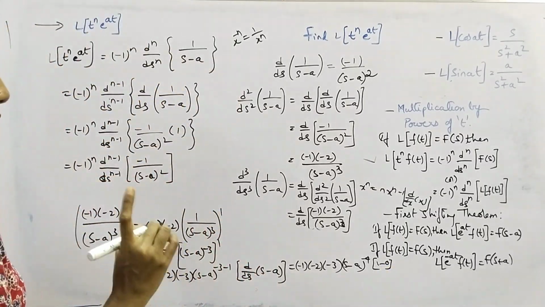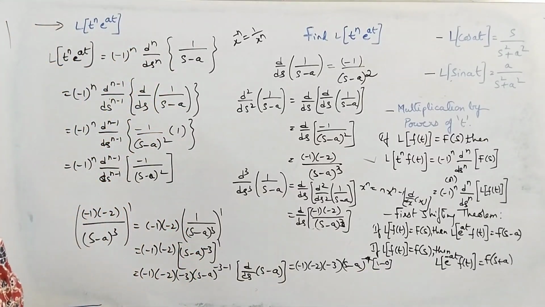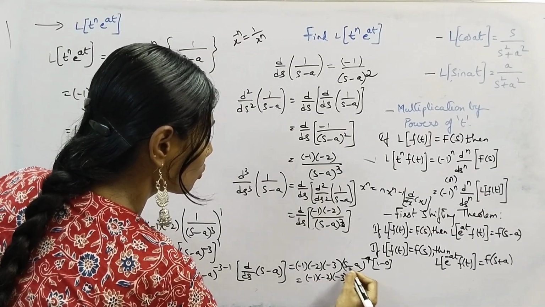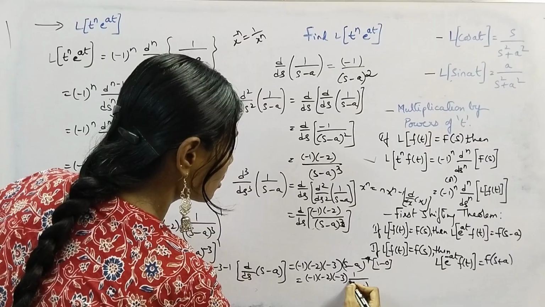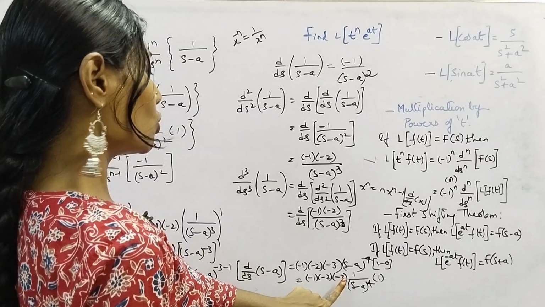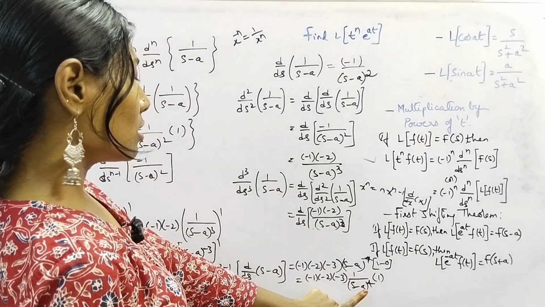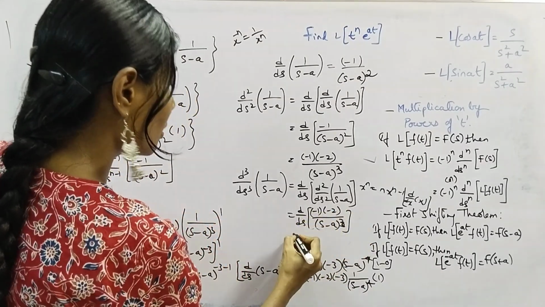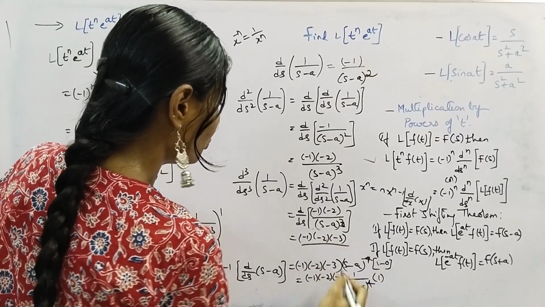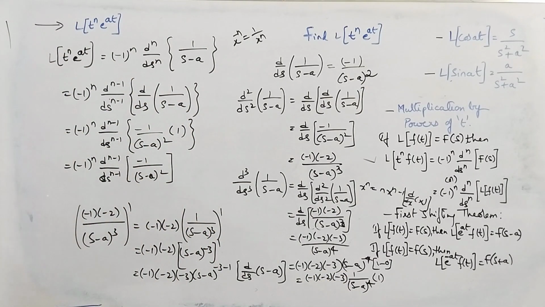1 minus 0 gives 1, and we can write (s minus a) power minus 4 as 1 by (s minus a) power 4. So this gives us minus 1 into minus 2 into minus 3 into 1 by (s minus a) power 4 into this 1, which gives us minus 1 into minus 2 into minus 3 into 1, that is minus 1 into minus 2 into minus 3 by (s minus a) power 4, right? So the answer to this is minus 1 into minus 2 into minus 3 by (s minus a) power 4. Clear? Fine. This is enough.